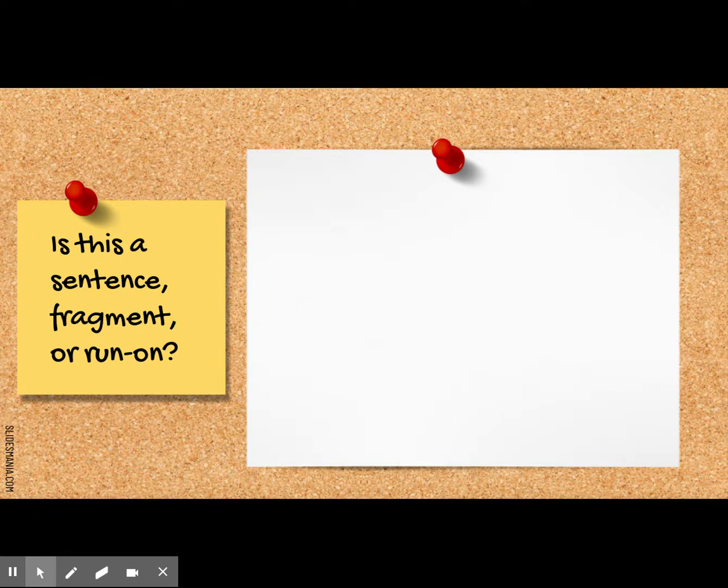So let's put all this together. Is this an example of a simple sentence, a fragment, or a run-on? We had tacos for dinner. This is a simple sentence. Number 2, the Chicago Bears. This is a fragment. We don't know what the Chicago Bears are doing.